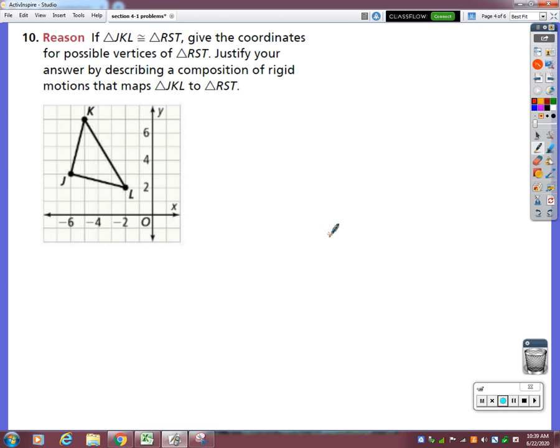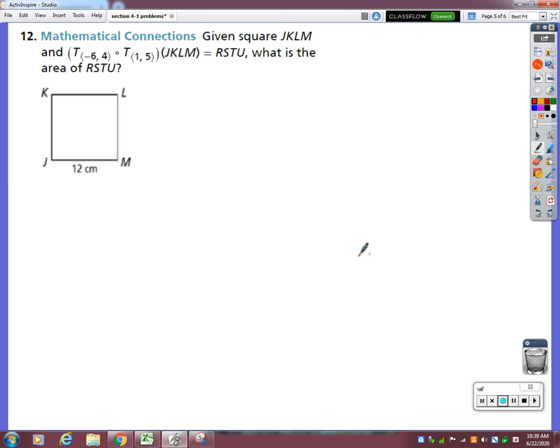Yes. If triangle JKL is congruent to RST, give the coordinates of possible vertices of triangle RST. Yeah, so again, you could pretty much do anything you want. It'd be super easy to just slide all these points down 1 and then get a new triangle, but you could do something fancier than that if you wanted.